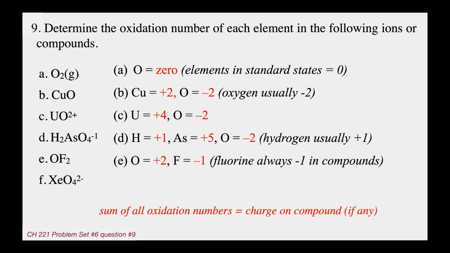And then the last one, oxygen, again, -2, and there's 4 of them, -8. You've got to have a -2 charge left over. That xenon is going to be a +6. All right, so if you've got these down, you're good to go. And again, these will help us to determine what's been oxidized and what's been reduced.